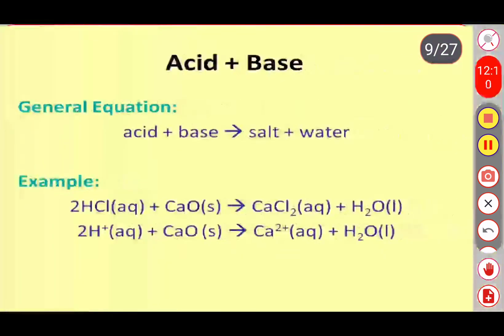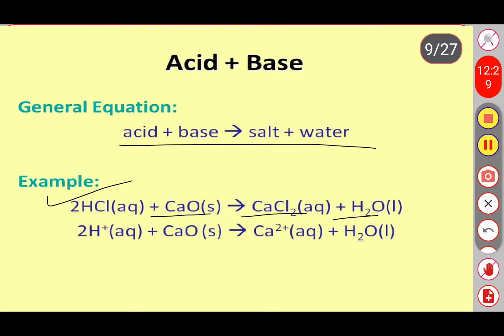See here, one more same slide is there. The general form of the reaction is when acid is combined with a base, it forms a salt and water. For example, when HCl is combined with CaO, calcium oxide, it forms calcium chloride along with water, right? So this is also one example for the same type of reaction.